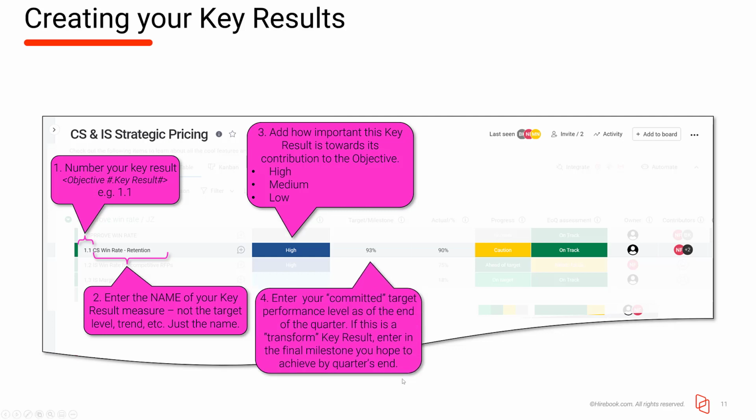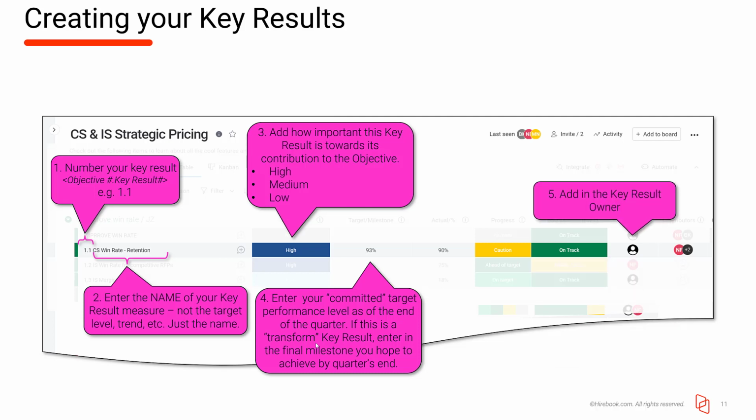Now, you'll enter in your committed target. This is the number that you've told everyone you're going to go achieve. And it's the number that you're going to achieve by this quarter. So by the end of the year, we might be at, say, 97% retention rate, but this quarter is just 93. If it's a transform objective, you're going to put in the milestone that you hope to achieve at the end of the quarter. So there could be 3 or 4 milestones during the quarter, but what's the furthest one you hope to achieve? And we want to put that in so people know what you're aiming towards.